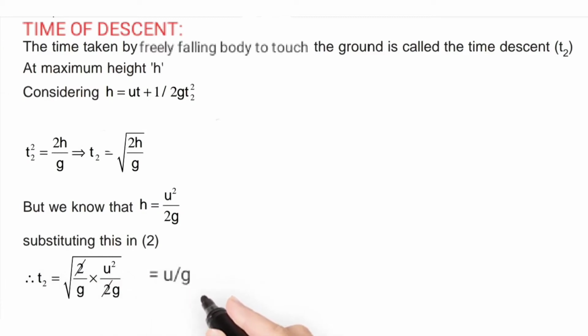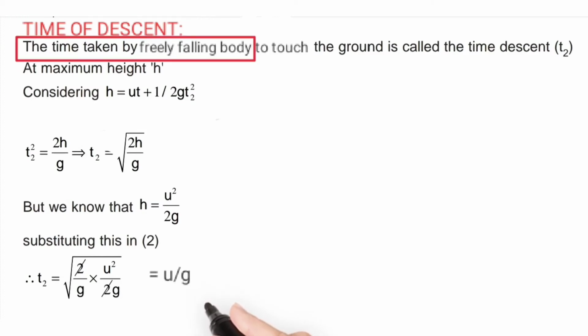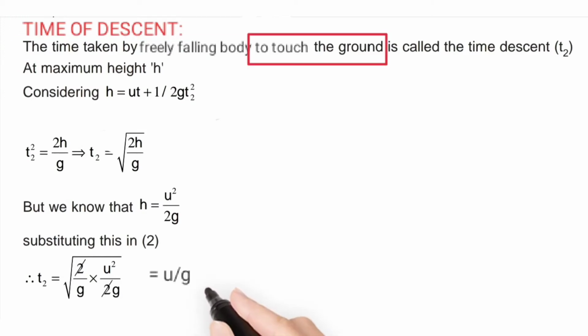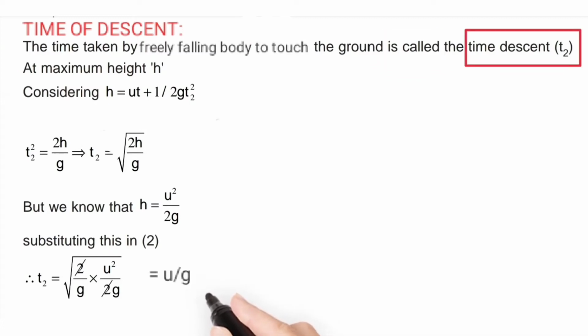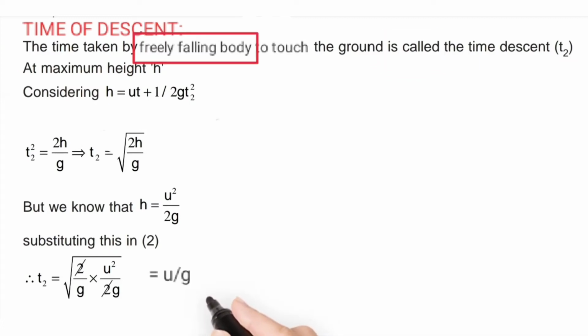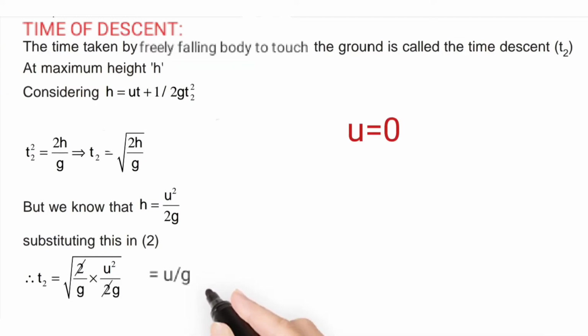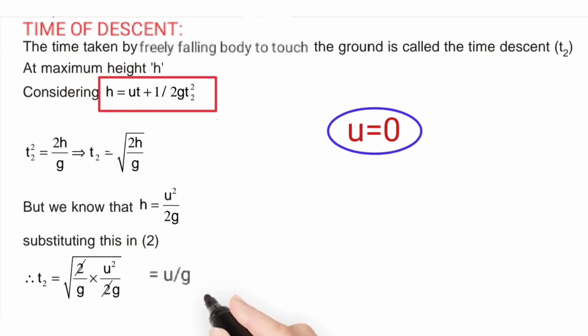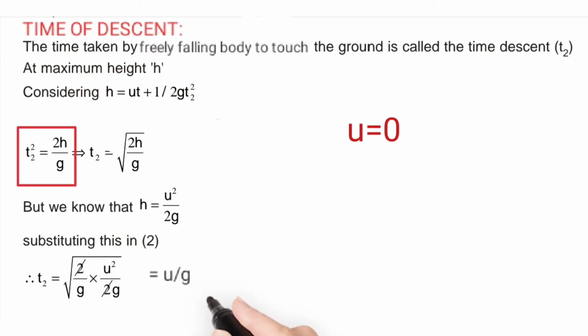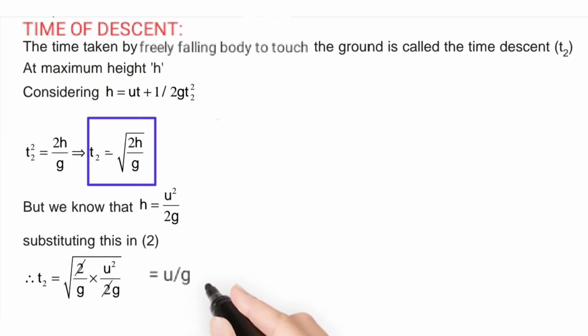Now we will discuss time of descent. The time taken by a freely falling body to touch the ground is called time of descent. For a freely falling body, u is equal to 0. From h is equal to ut plus half gt square, if you substitute u is equal to 0, we get h is equal to half gt square. From that, t square is equal to 2h by g. Here t is equal to root over 2h by g. So time of descent t2 is equal to root over 2h by g.